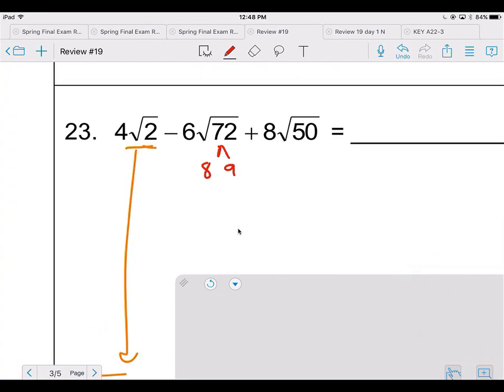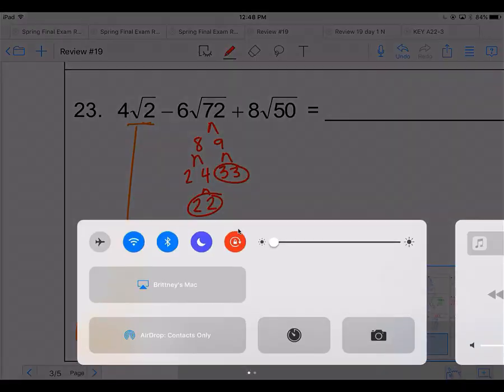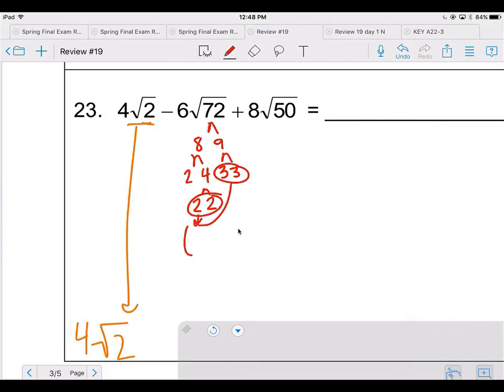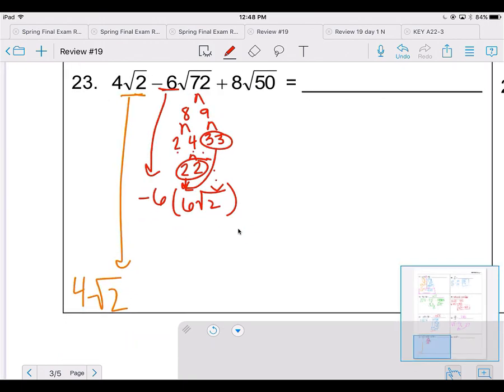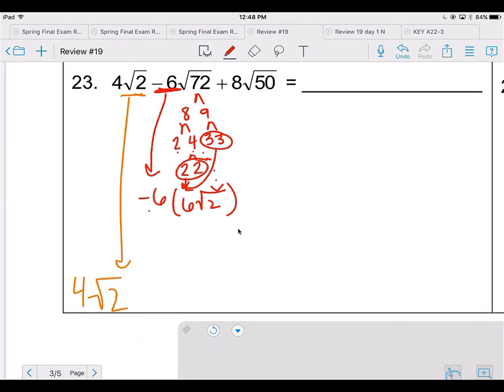72 is 8 and 9. 8 is 2 and 4. 4 is 2 and 2. 9 is 3 and 3. So 72, I can take out a 2 and a 3 to make 6, and I leave in this 2 under the square root. I had a negative 6 originally in front. I multiply these. Negative 6 times 6 is negative 36. And the square root of 2 is rewritten.